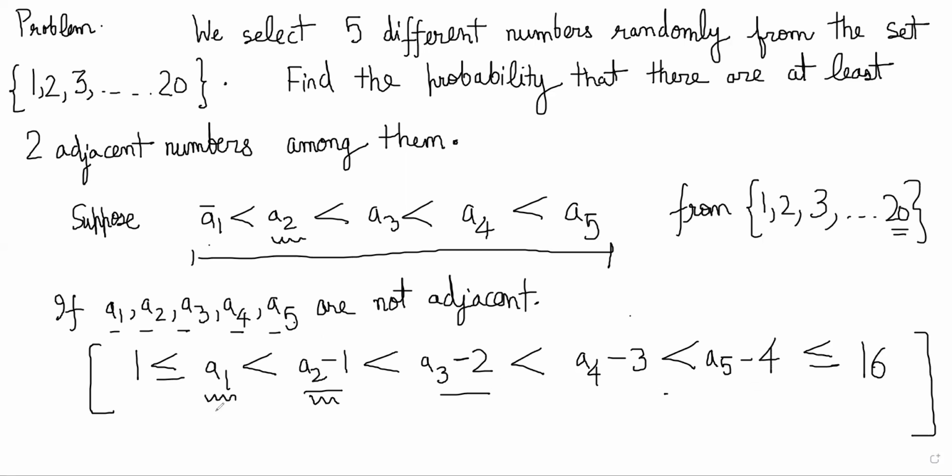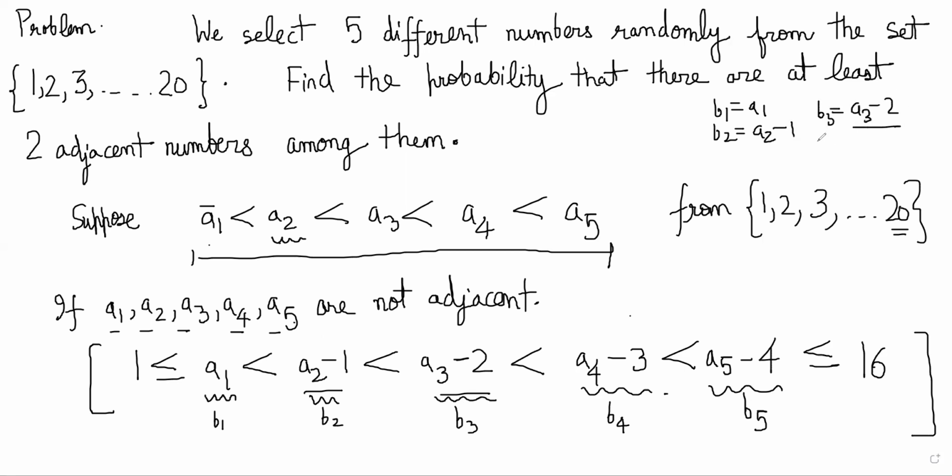Okay, great. So what we will say is let's label these numbers as B1, B2, B3, B4, and B5, right? So what are we saying? We are saying B1 is A1, B2 is A2 minus 1, B3 is A3 minus 2, and so on. B4 is A4 minus 3, and B5 is A5 minus 4. And the range of the B's is from 1 to 16, right? The B's can be from 1 to 16. You can select any number as B from 1 to 16, and then the A's automatically will become non-consecutive, right?